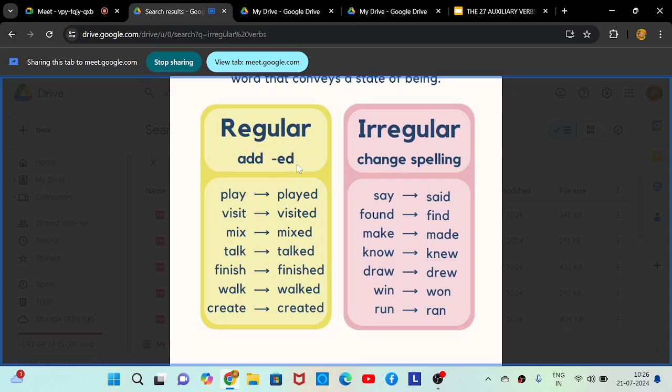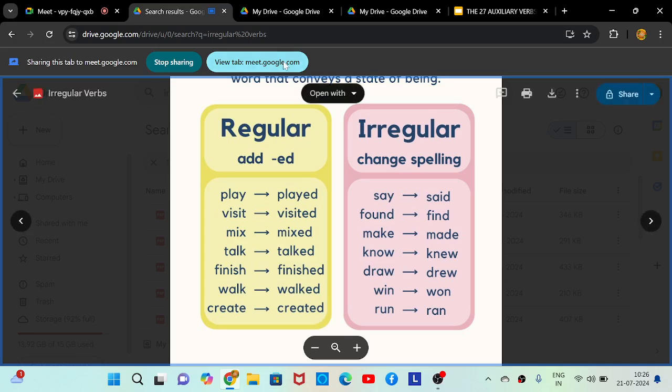Such verbs are called regular verbs. So, for example, you can say play becomes played by adding ed. Visit becomes visited by adding ed. Mix becomes mixed. Talk becomes talked. Finish becomes finished. Walk becomes walked. And create becomes created by adding ed.